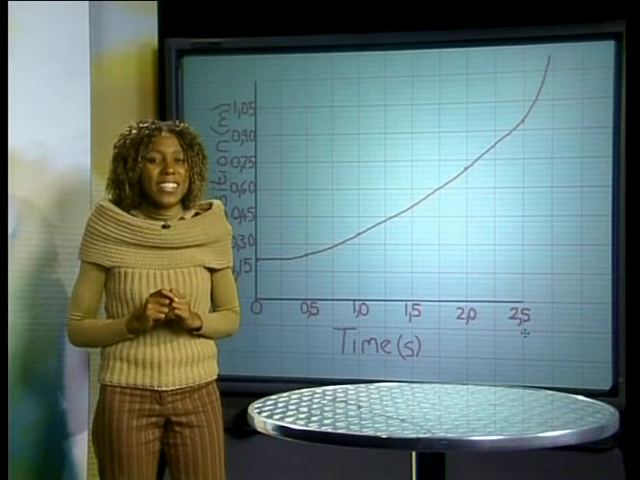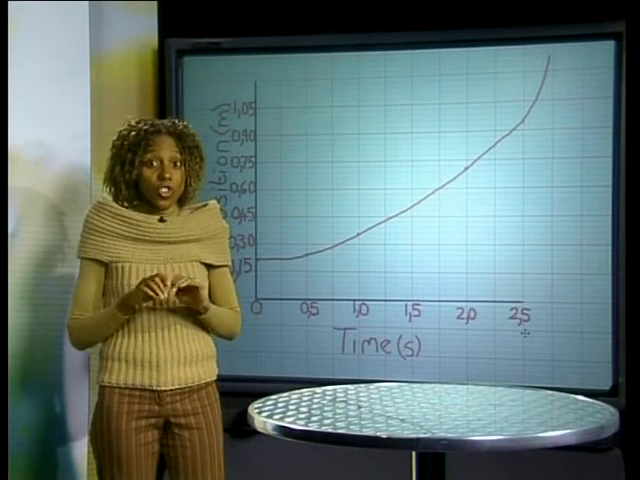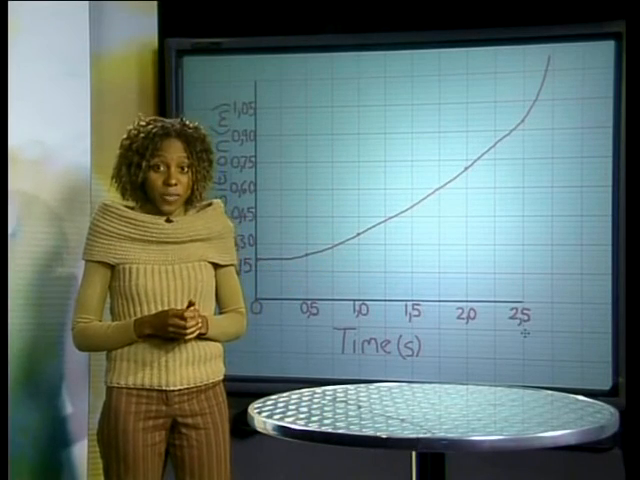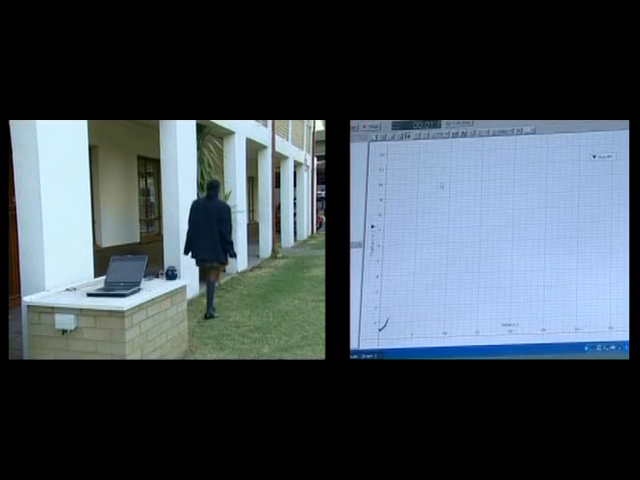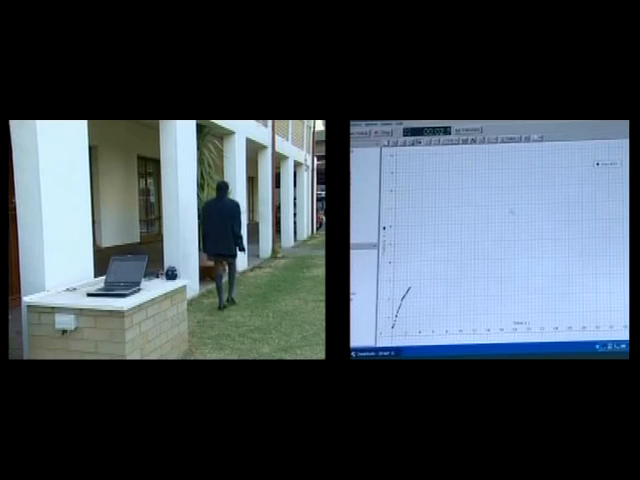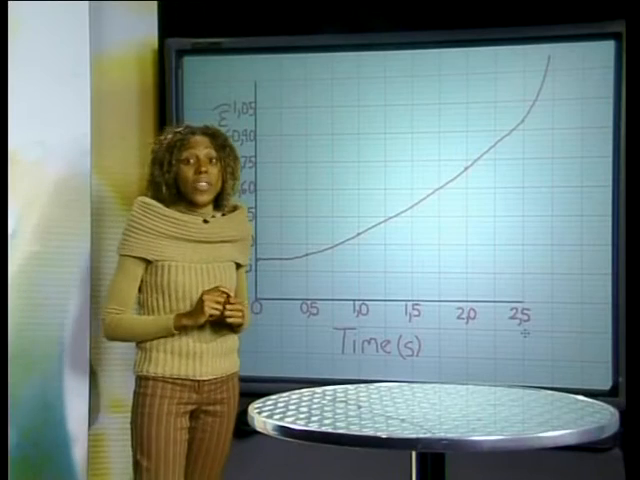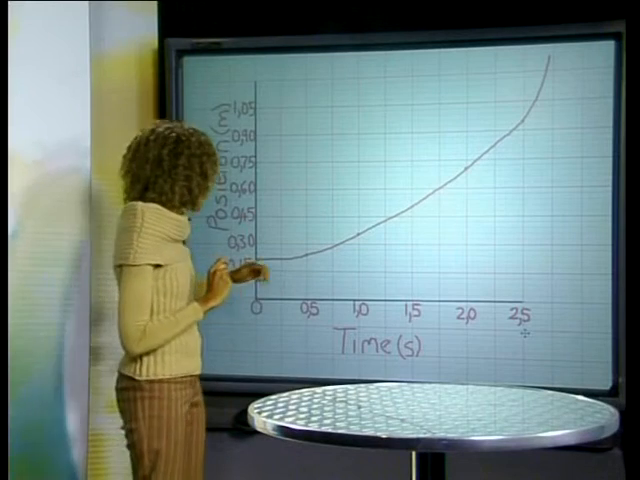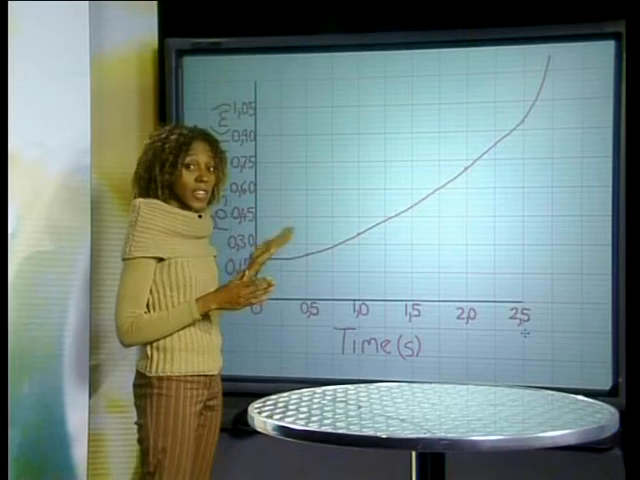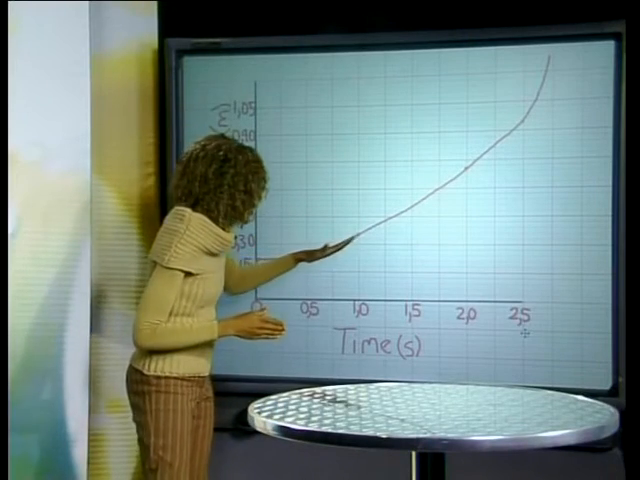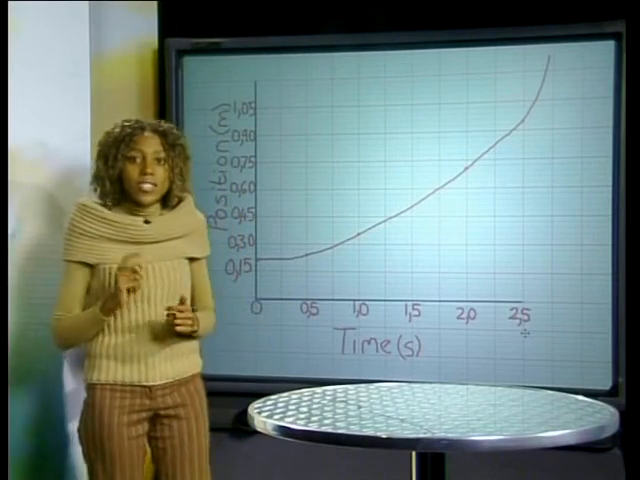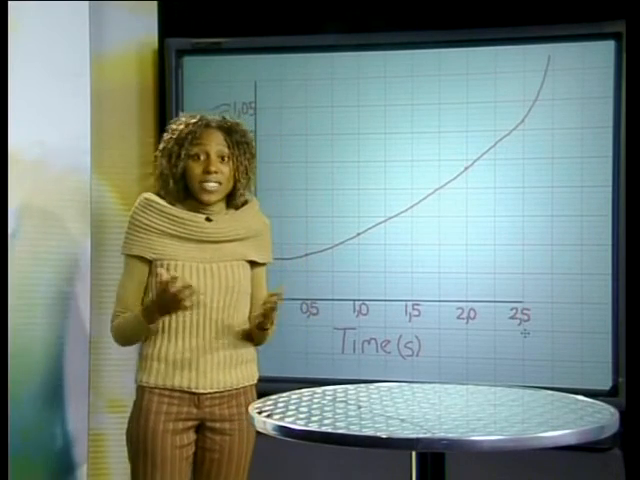Remember when we analyzed the data in the table, we found that the velocity of the trolley was increasing. Does the position time graph confirm this conclusion? Remember, when Dineo walked slowly, the gradient of a position time graph was not as steep as when she walked quickly. So, we know that the gradient of a position time graph increases as velocity increases. On this position time graph, the gradient is increasing in steepness. So, the velocity of the trolley must be increasing as it runs down the track.